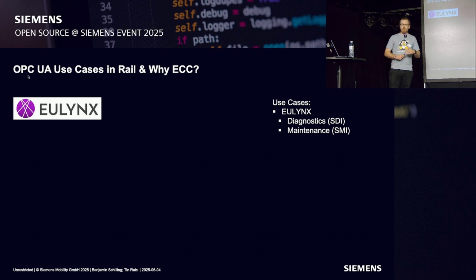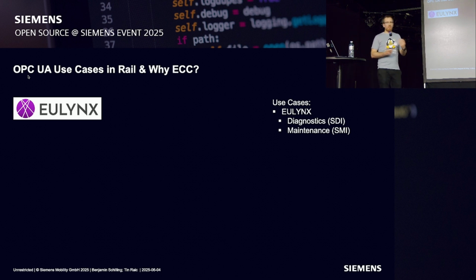And they decided they want to use OPC UA for two use cases. One is diagnostics and the other is maintenance. And they created interface specifications for these, and they are called SDI for diagnostics and SMI for the maintenance part, which also includes software update or engineering data update and all of these things. And from there, there were not many definitions of how the security should be done.